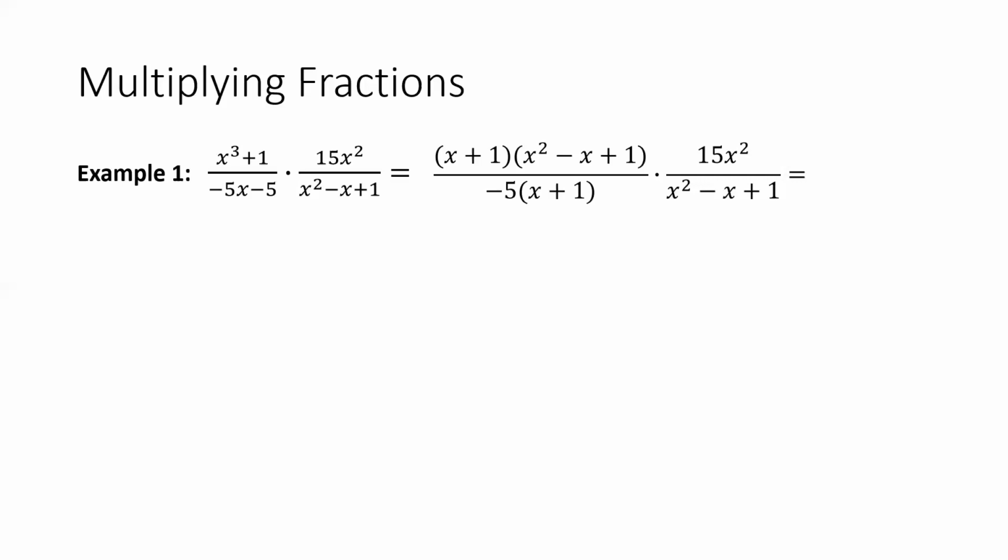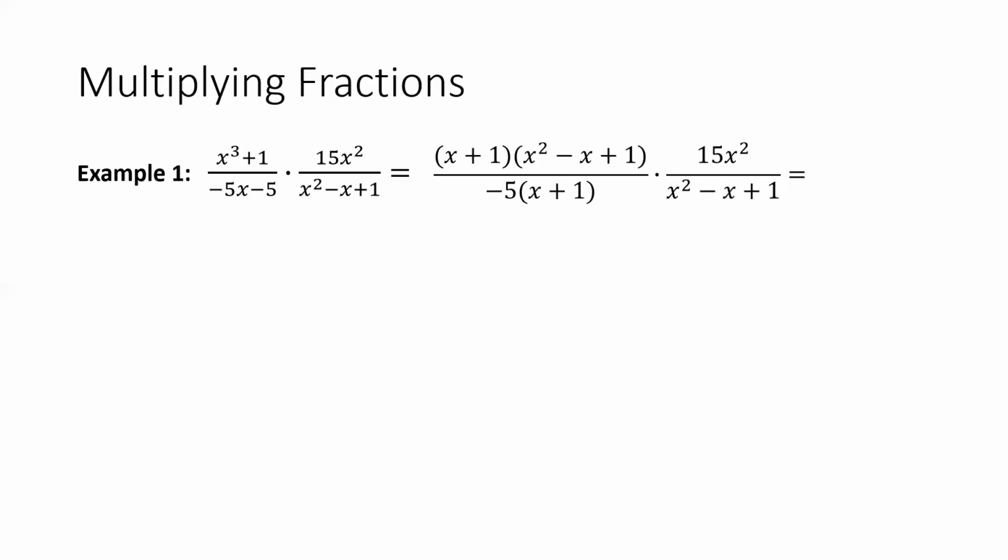So really the only thing that I'm going to factor is the top left. Using my formula, my a is going to be x, my b is going to be 1. So then I fill out my formula, I get x plus 1 times x squared minus x plus 1.